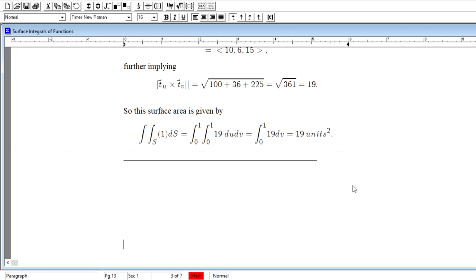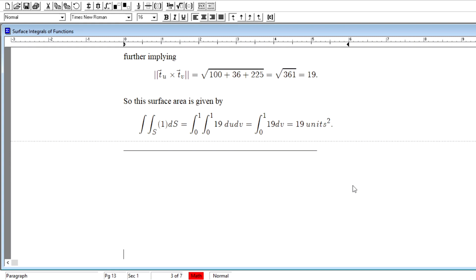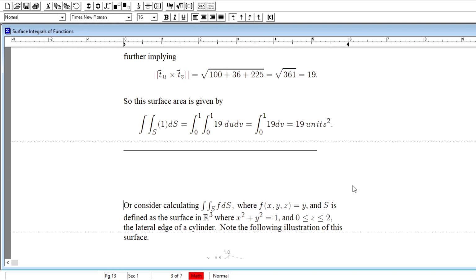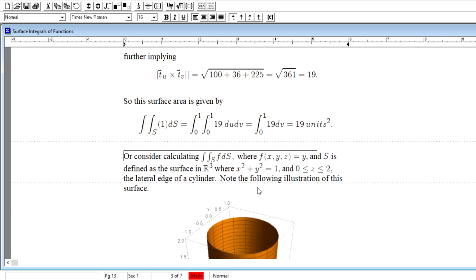We can take that further and actually consider calculating a double integral, a surface integral, for a scalar valued function f with respect to the surface area of S, where in this case we might consider having function f be the multivariable function just described by y. And S is defined as the surface in R3 where x squared plus y squared is equal to 1, and z is between the values of 0 and 2.